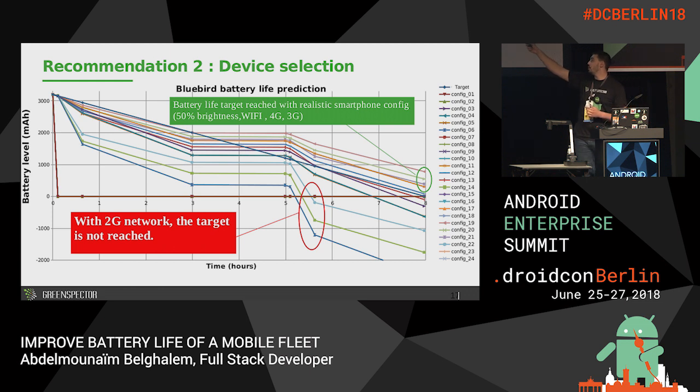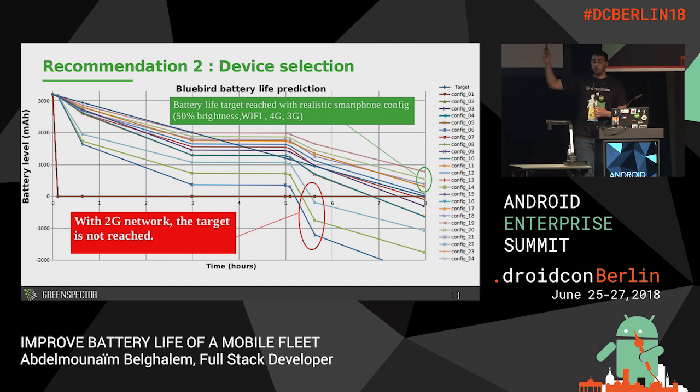So to make it simple for you, every line that ends up under the zero line means that the cell phone will have less than 8 hours of battery. And we see that all the three lines with 2G network, while all the other ones are 3G, 4G, or Wi-Fi, are under, meaning that the cell phone will not last for 8 hours. Obviously, this does not eliminate the Bluebird, but you have to know that everything that can be configured on the cell phone may affect how your application behaves.